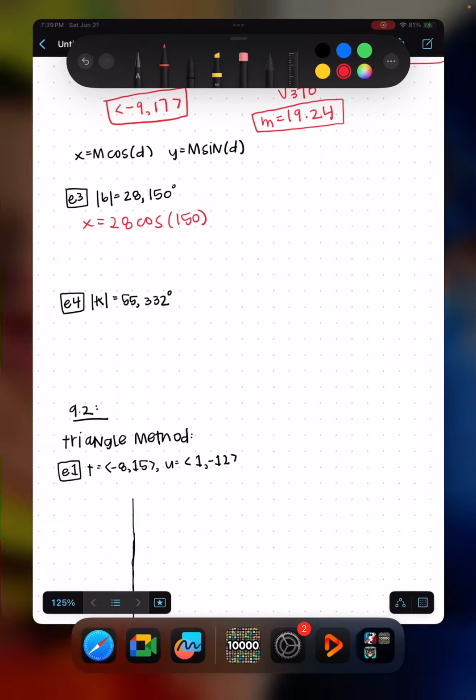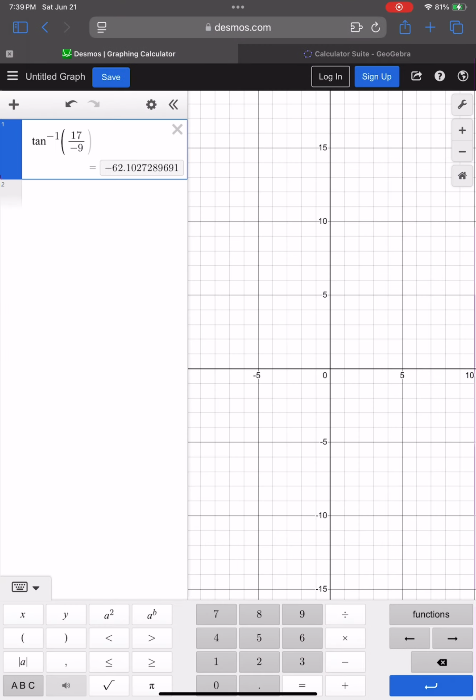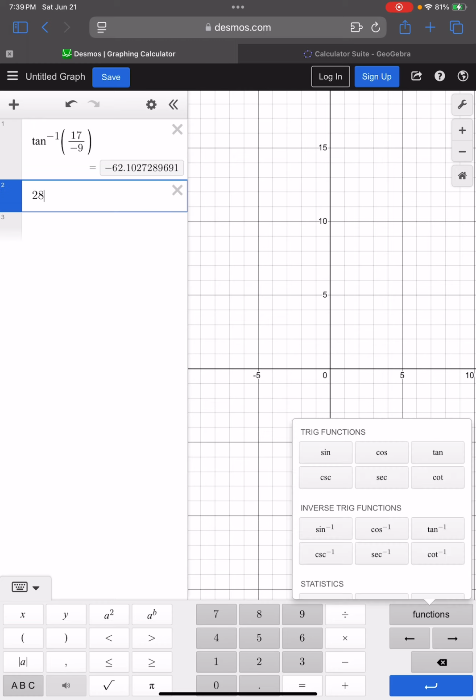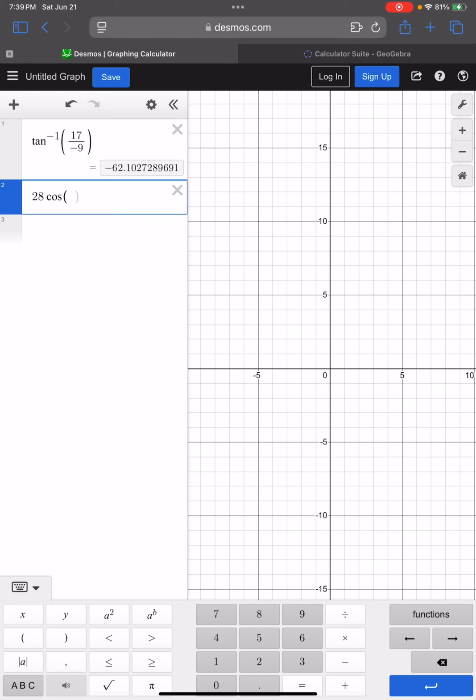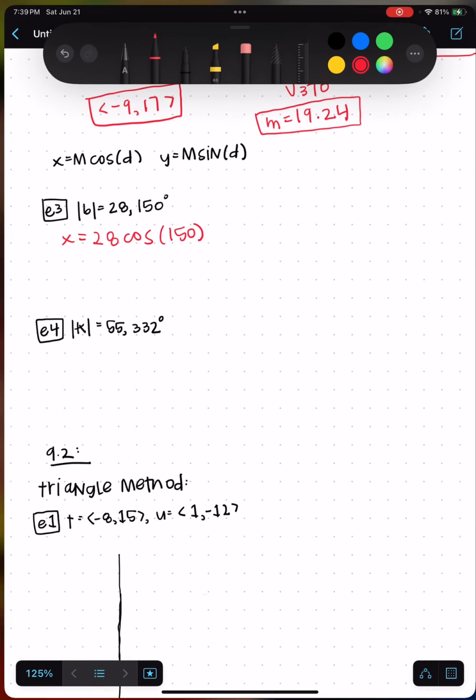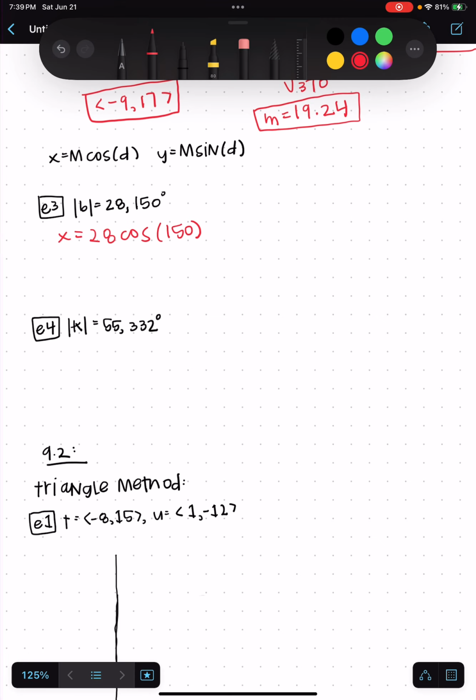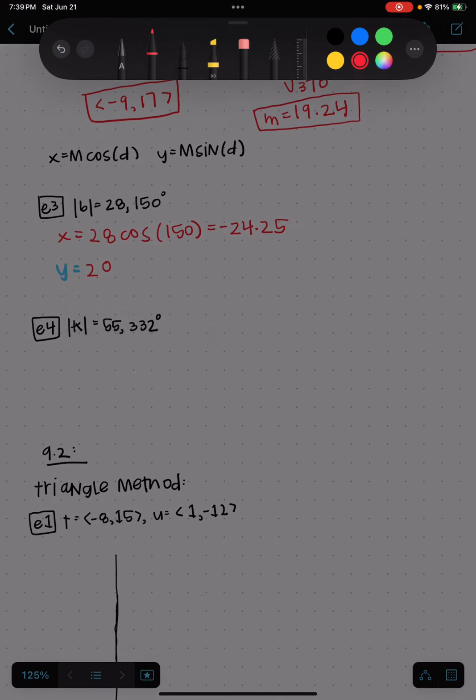So again, we're going to go back to Desmos and do 28 and then press the functions button. This time I'm going to use the top portion of that because I don't want the -1. Then we're going to just do cosine of 150, and that gives me negative 24.25. So negative 24.25. Then we're going to find our y by doing the exact same thing, but instead of using cosine, I'm going to use sine.